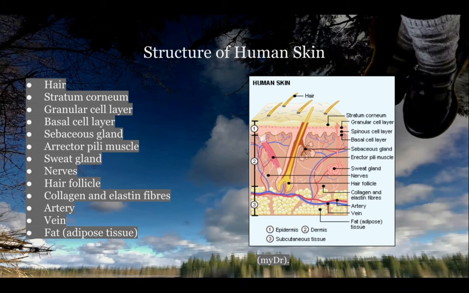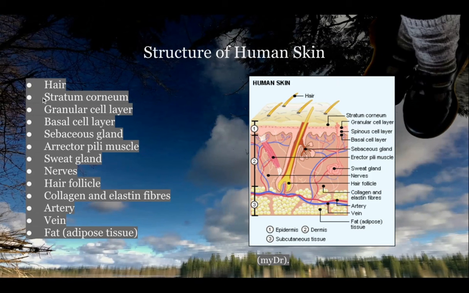So without further ado, here is the structure of our human skin, or the epidermis. The top part, the hair and the stratum corneum, all the way down to the adipose tissue or fat cells, which is where we'll stop. Underneath this would be muscle or something, but we're not really going to talk about that too much.